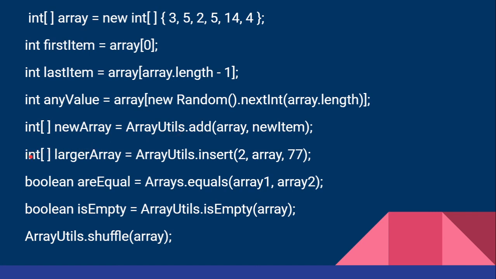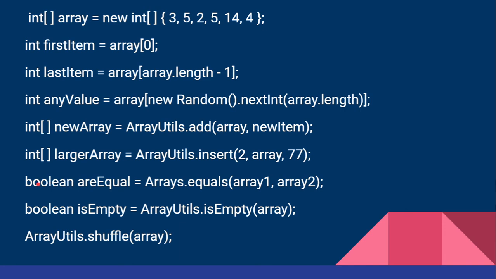And then int[] larger = ArrayUtils.insert. Here this insert will insert any element at a defined position. So here this is the position of the array index, this is the array name, and what you want to insert is the value 77. So insert is the function which helps to insert any value into the existing array at any position. That is the function of the insert method that comes under ArrayUtils.